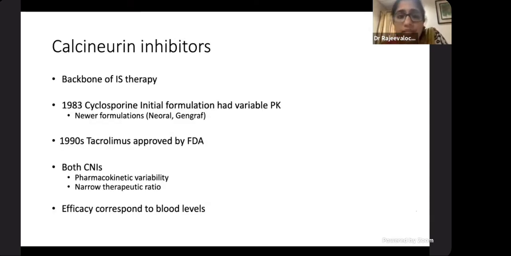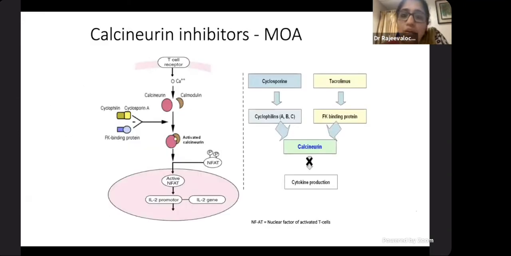The calcineurin inhibitors sort of revolutionized our transplant medicine. It's a backbone of immunosuppression therapy. In 1983, cyclosporine was introduced. In the 1990s, tacrolimus was approved. Both CNIs have pharmacokinetic variability, a very narrow therapeutic ratio, and the efficacy corresponds to blood levels. Now, how does it act? Both cyclosporine as well as tacrolimus basically inhibit calcineurin. Cyclosporin binds to cyclophilins, tacrolimus binds to FK binding protein FK506, and then it binds to calcineurin and prevents the IL-2 formation or the cytokine production.